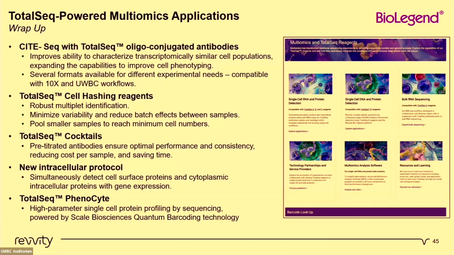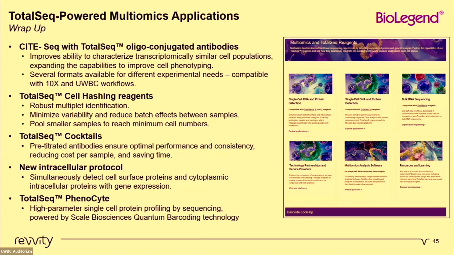So let's say you want to do 10,000 cells captured, but you have a lot of rare cell populations that you want to be able to target within specific samples. So even if you're going to do a flow sort, you could hash beforehand, sort, and then you end up with, I don't know, 5,000 cells, but you could have those two pooled together to get to your 10,000 for capture, for example. We have our cocktails with our pre-titrated antibodies, reducing cost per sample, saving time and some money depending on how you use them.